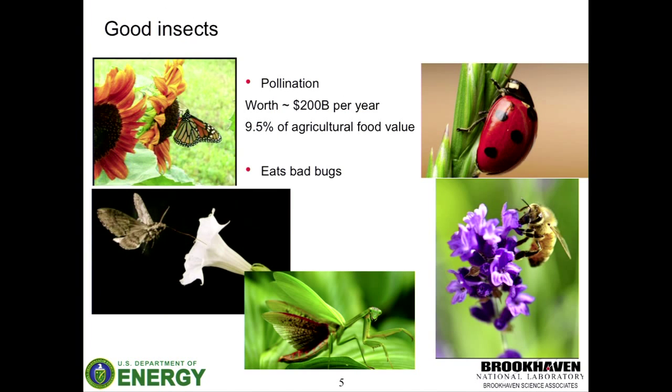Of course, insects also do some great things. It has been estimated that the pollination done by insects is worth some $200 billion a year, which is about 10% of the total agricultural value. They also eat bed bugs.